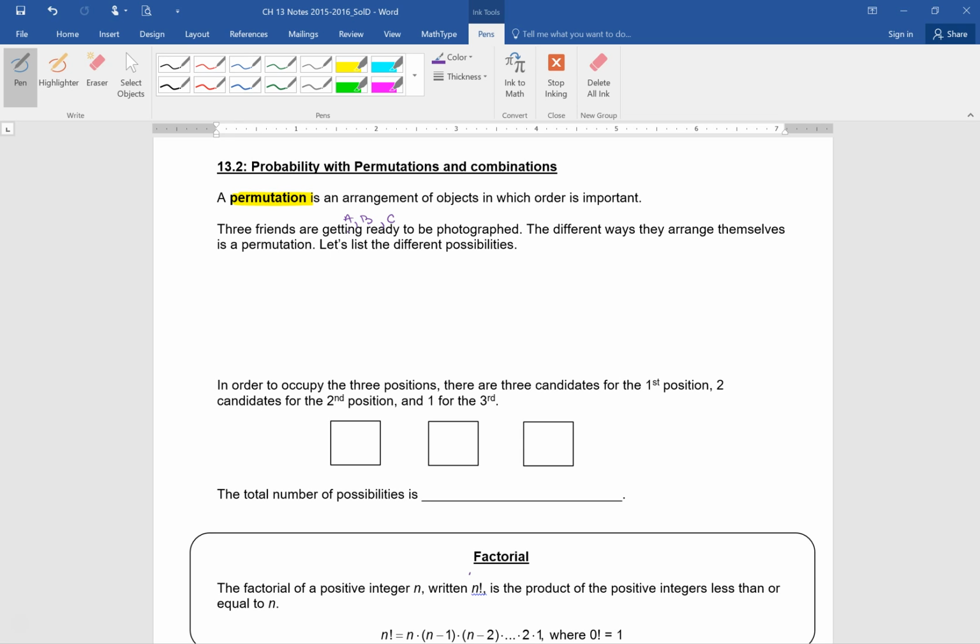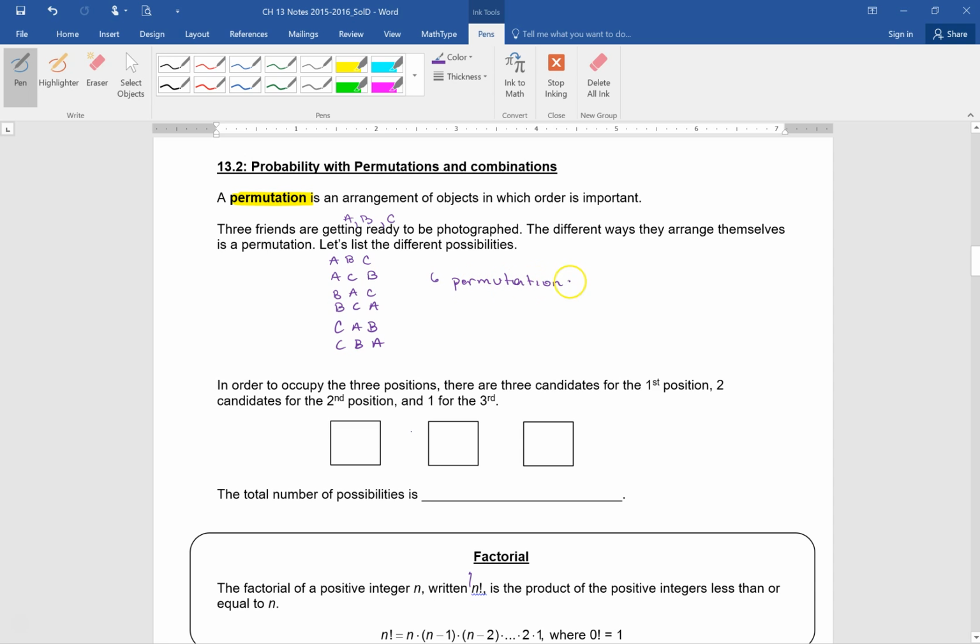Let's list the possibilities. So one possibility is they stand like this, right? Another possibility is A still is the first one, and B and C switch, right? So this is when A stood first. What if B is the first one? What are the choices? A, C, or B, C, A. Now what if C was first? A, B, or B, A. Right? So how many different permutations are there? There are 6 permutations.